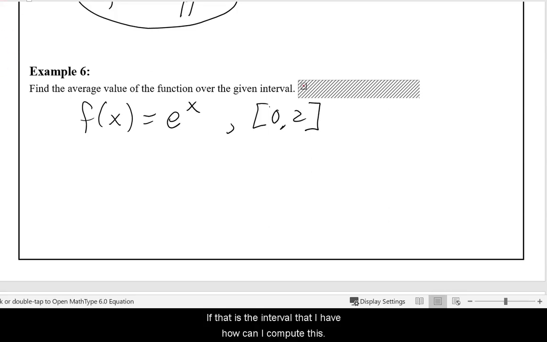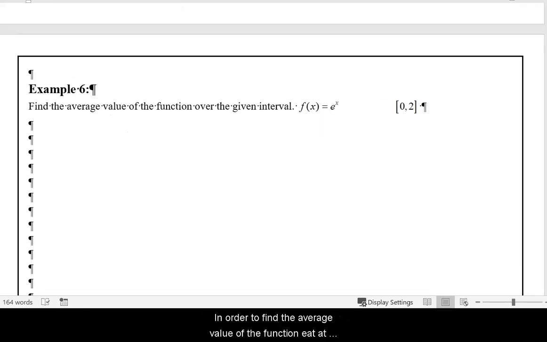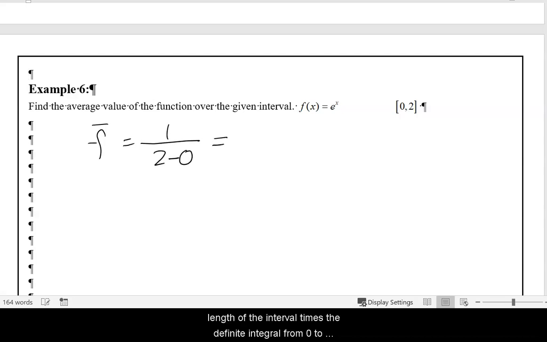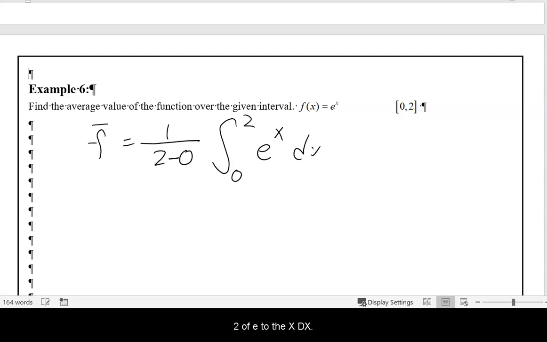If that is the interval that I have, how can I compute this? In order to find the average value of the function e to the x over the closed interval from 0 to 2, I simply need to evaluate that f bar is equal to 1 over the interval 2 minus 0, the length of the interval, times the definite integral from 0 to 2 of e to the x dx. Now the length of that interval from 0 to 2 is of course 2. This will give me a 1/2 at the front.